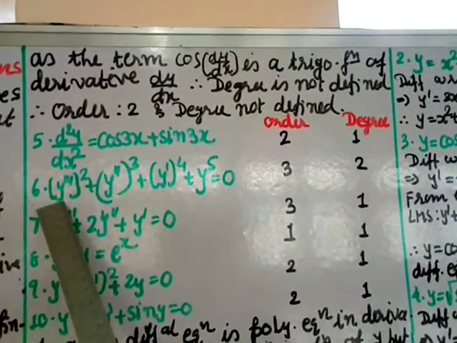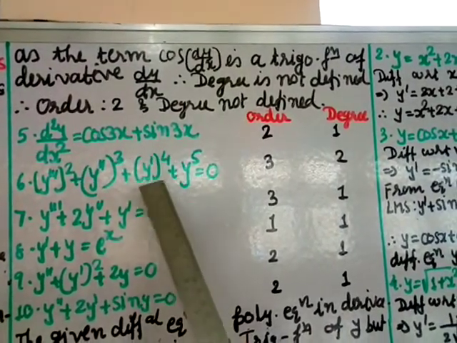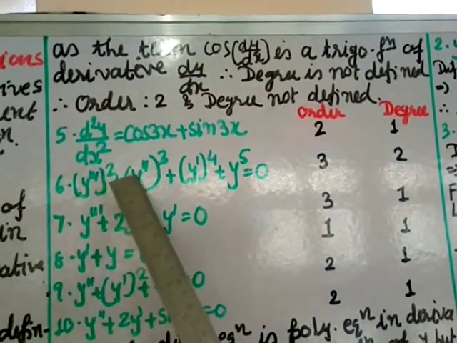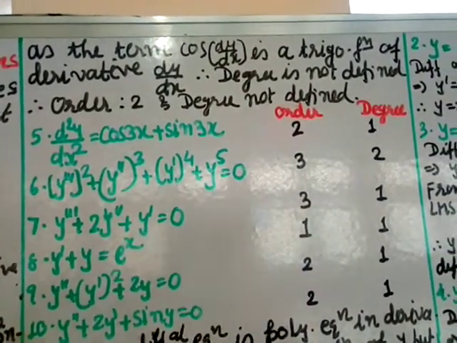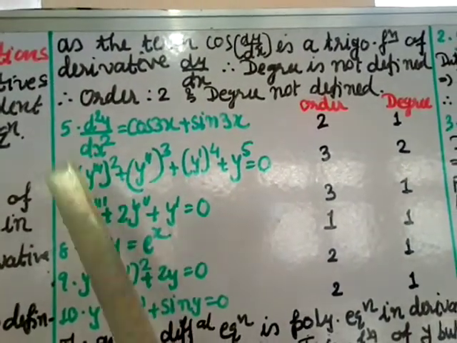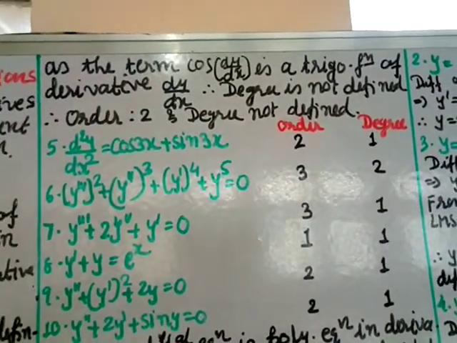Then number 6, y triple dash square plus y double dash cube plus y dash power 4 plus y power 5 equal to 0. Here this is the third derivative, second derivative, first derivative, and this is just y. So the third derivative is the highest order. So we can say the order is 3 and its power is 2. So degree is 2.